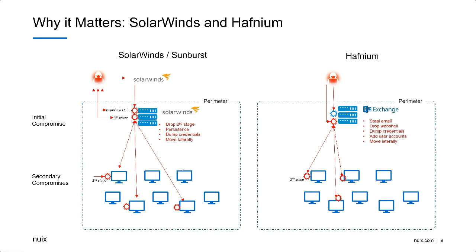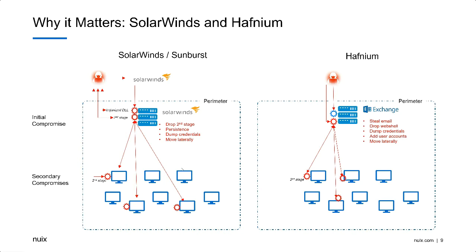And this is the post-initial compromise, secondary compromise activity, where the attacker is actually sending commands down to local systems to do things like dump out credentials, establish persistence through scheduled tasks, move laterally, execute commands on other systems, and so on and so forth.